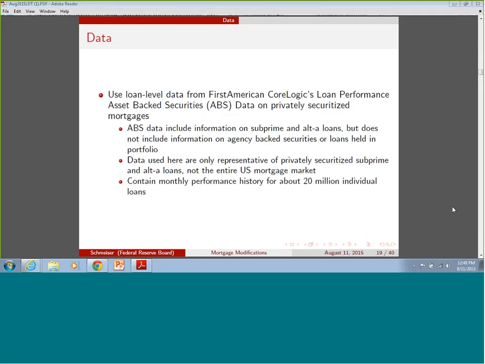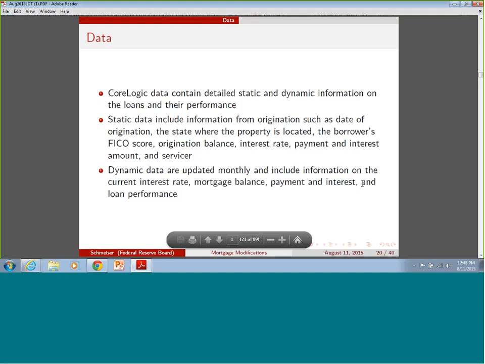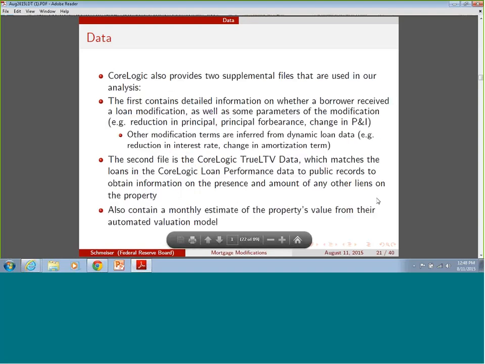Now, as I mentioned, we have two supplemental files. One gives us information on the terms of modification, for example, whether they received a reduction in principal, whether there was principal forbearance, or whether there was a change in P&I. We can infer other changes from the dynamic file, for example, reduction in interest rate or changes in forbearance. We also have this CoreLogic LTV data. This matches the loans in this data set to public records in order to get information on junior liens for the property and also the value of junior liens. And finally, we also have monthly estimates from CoreLogic's AVM for that particular property.